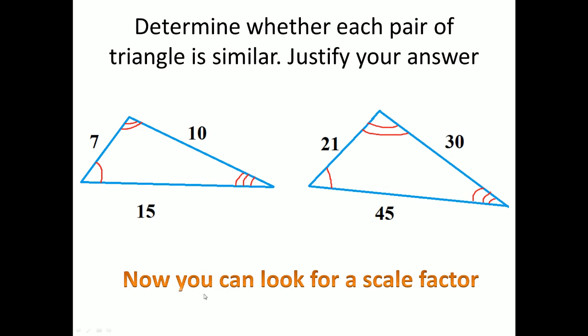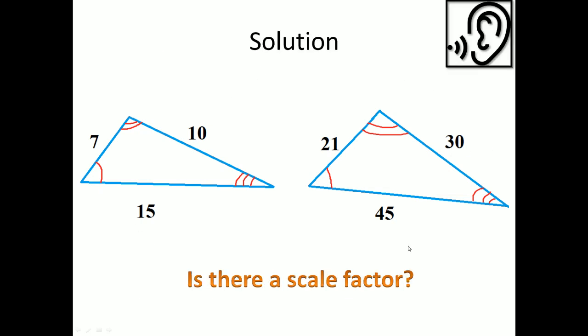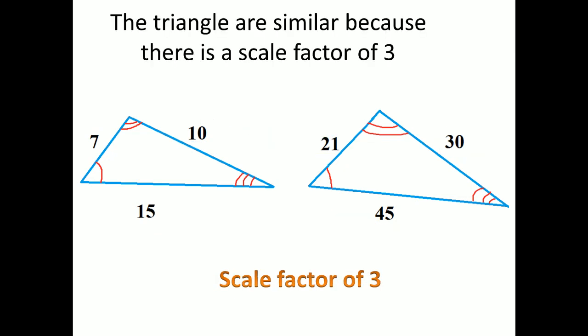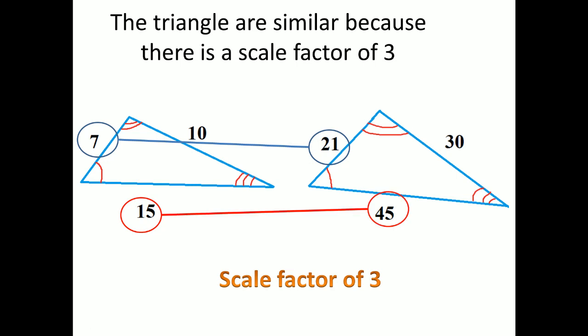Now you look for a scale factor. 7 times what makes you 21? 10 times what gets you 30? 15 times what gets you a 45? Alright? Is there a scale factor? Yes. In this case, the triangles are similar because there is a scale factor of 3. 7 times 3 is 21. 15 times 3 is 45. 10 times 3 is 30.